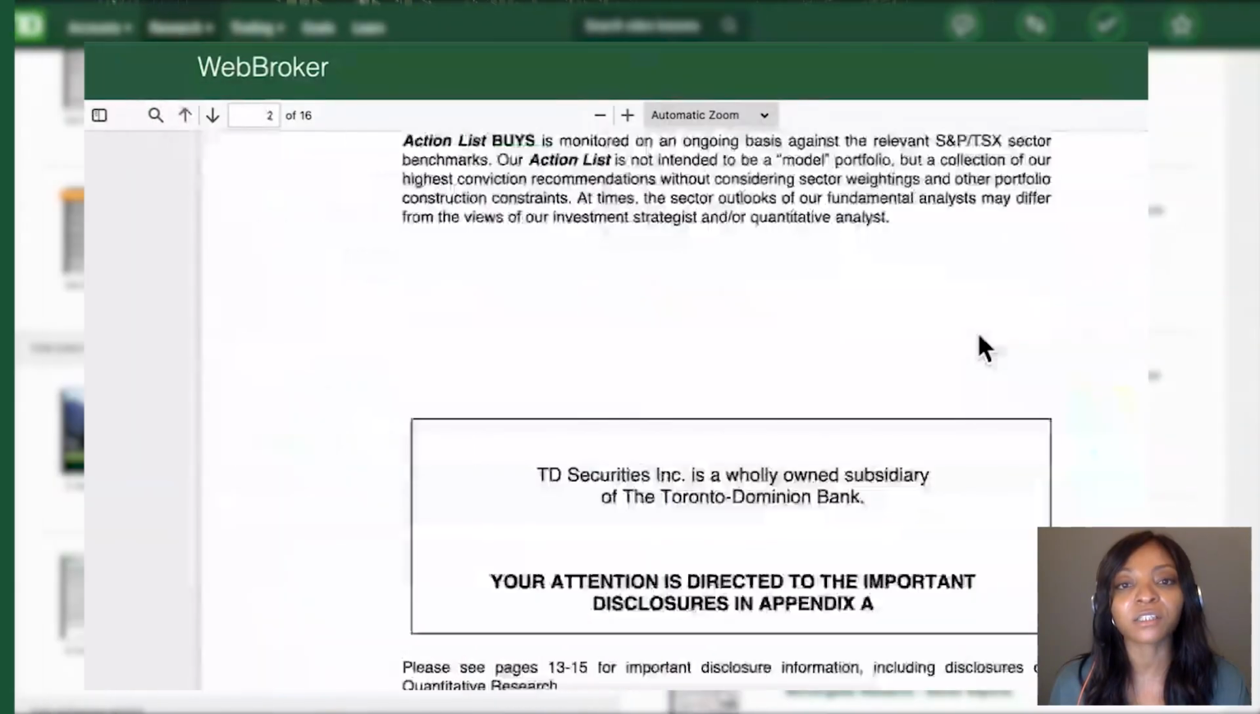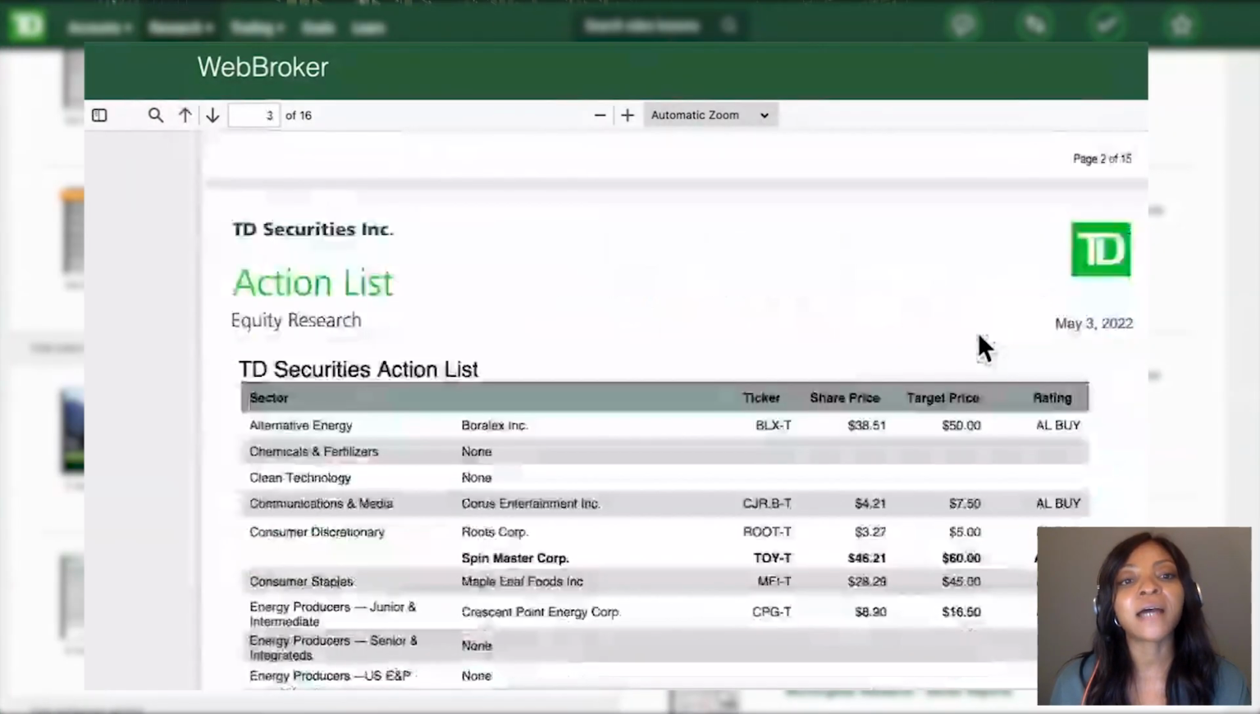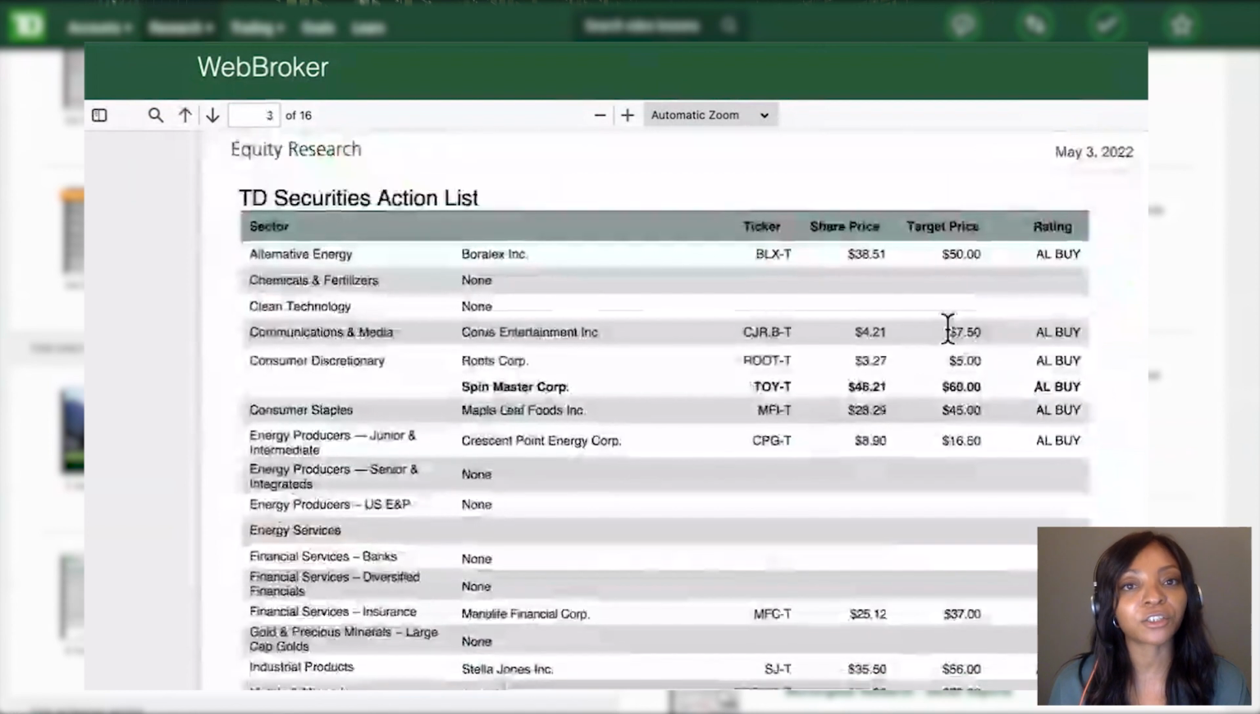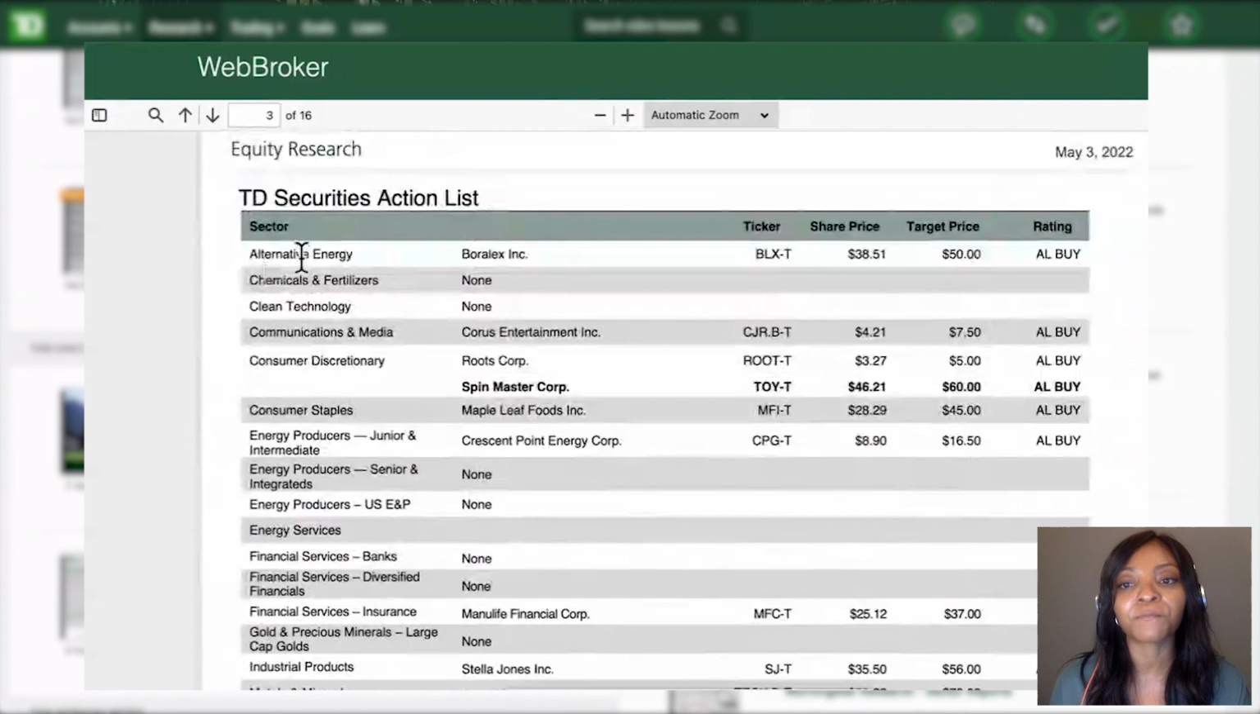We have different analysts that follow different sectors. And for each specific sector, an analyst might have what they call an action list buy. So you're able to look at each sector, see the company, see what its rating is. An investor is also able to see what the share price was when this report was generated, as well as what the analyst projects the share price will be in 12 months.